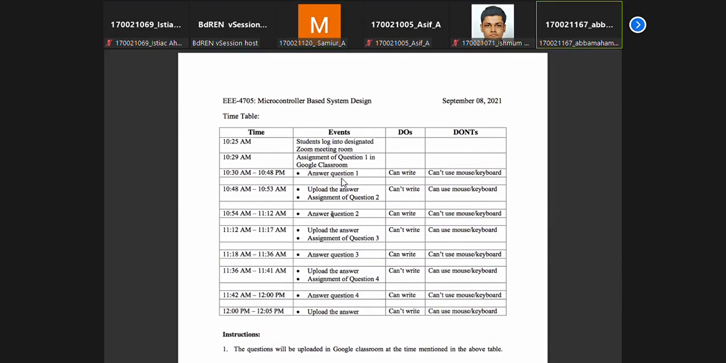Yes? You say that question 3 and 4 will take more time. So can you add even 5 minutes? It can take more time to solve the problem.